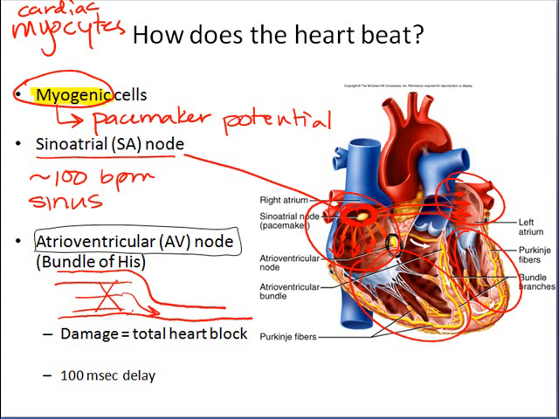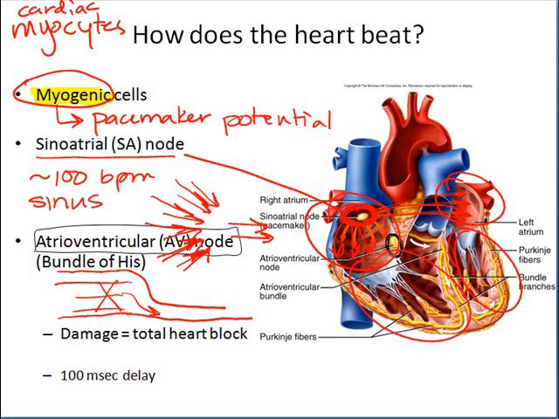Well, the same thing happens in the atrioventricular node. We have lots of points of entry for that pacemaker potential to come into the atrioventricular node, but very few exit points. And so we have lots of entry, just like we have lots of lanes of traffic coming in, but only 1 or 2 exit points going out. And so the signal slows down just a little bit, just like traffic slows down.